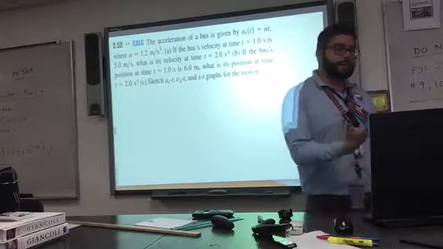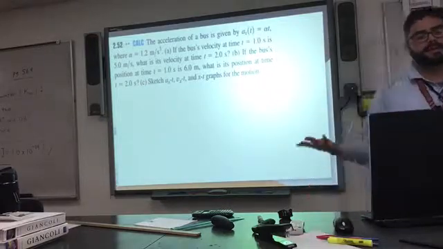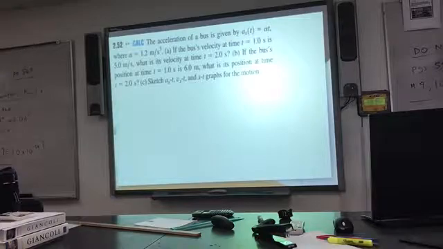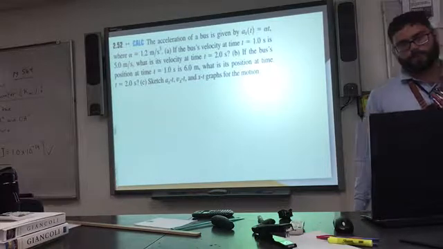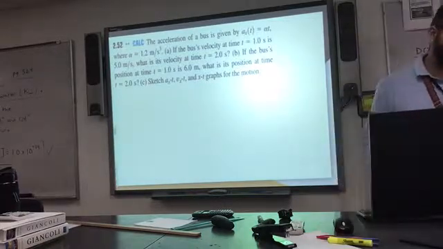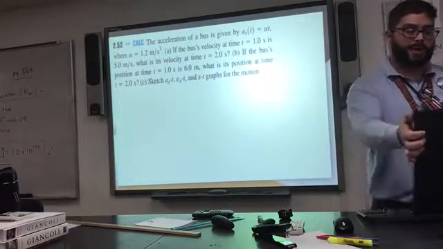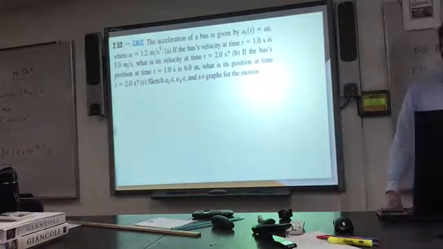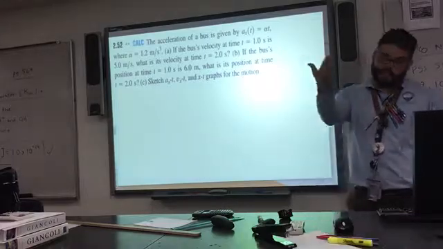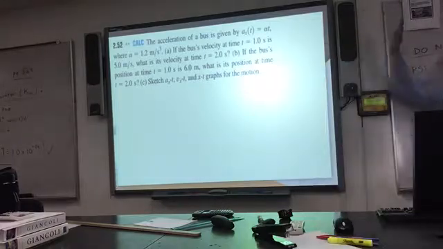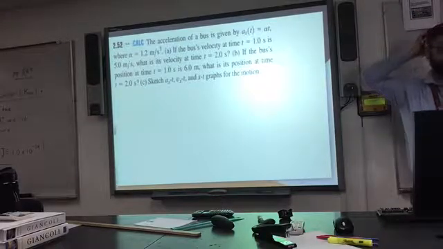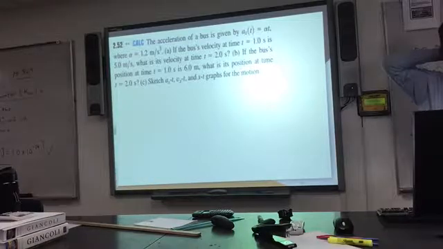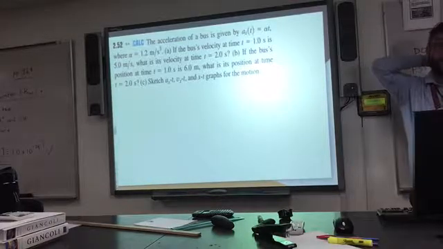The acceleration of a bus, doesn't have to be a bus, it could be anything, is given by a_x of t, I'm sorry. So we know this is a one-dimensional acceleration in the x dimension. It looks like a rotation problem, except if you take a look at the units, it's in meters per second cubed, which is really funky looking units. That's a little funny.